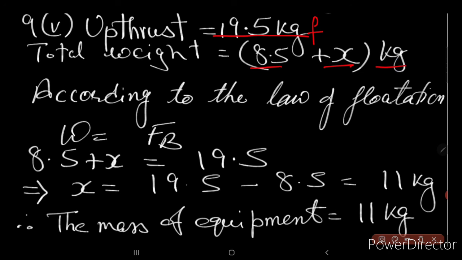Now according to the law of flotation, we all know that the weight of the object will be equal to the upthrust acting on it, right? Now the weight of the object was 8.5 plus x and the upthrust is 19.5. Solving for x, we are getting 11 kilogram. Hence the mass of the equipment is 11 kg. I hope you have understood everything. Thank you so much.